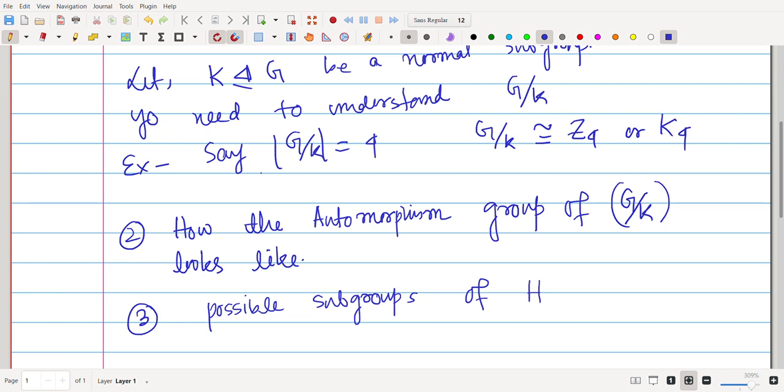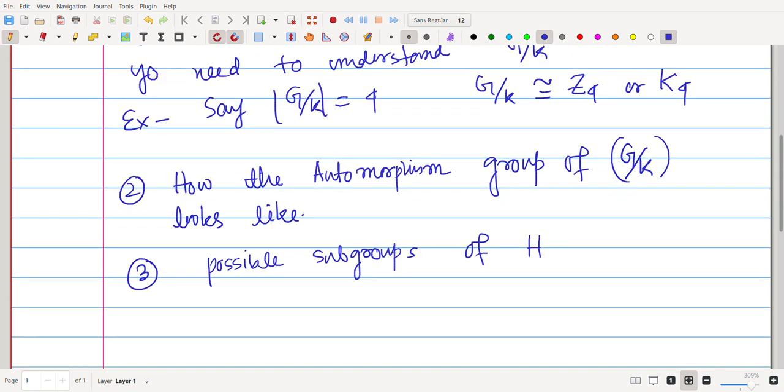So you are computing the number of group homomorphisms from G to H. First you need to know all the normal subgroups of G, how the quotient looks like, how the automorphism group of G mod K looks like, and all possible subgroups of H. If you have this information, then you can compute the number of group homomorphisms from G to H. At least this theory helps you compute the number of group homomorphisms from the standard groups.